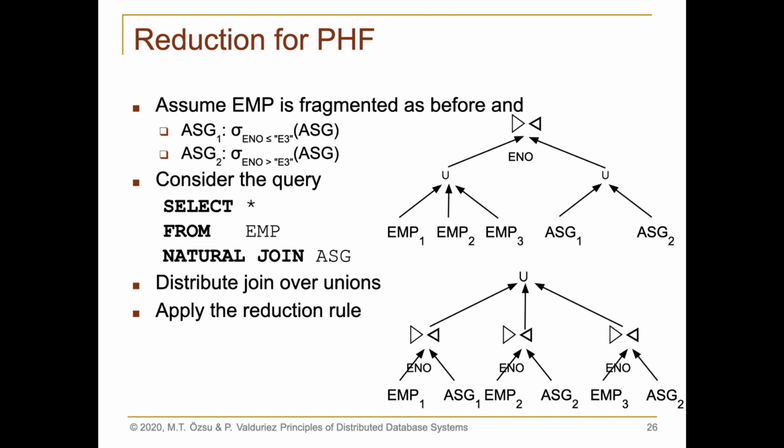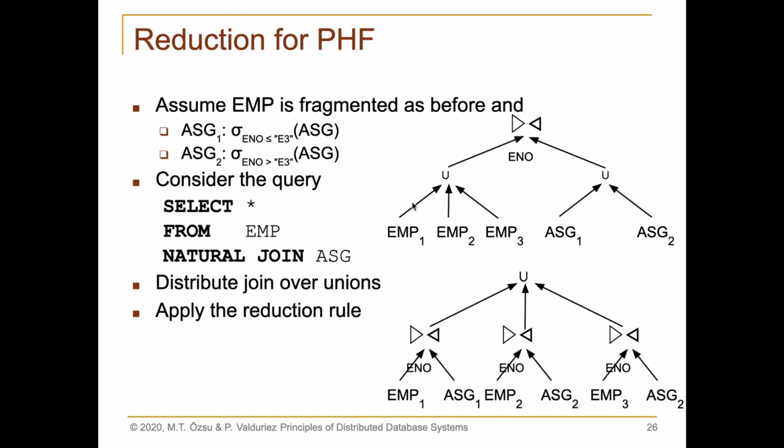So let's take an example here. Let's say the employee is further fragmented into three subrelations according to the primary horizontal fragmentation criteria that we saw a couple of minutes ago. And let's also say that assignment relation, another relation which has referential integrity constraint with employee relation, is further fragmented into two subrelations as assignment 1 and assignment 2 based on the conditions that we see here. Then the representation of this query, select all from employee natural join assignment, looks like this one by materialization operation.